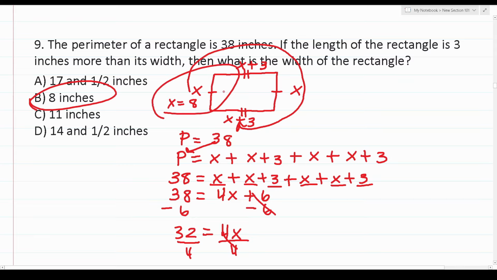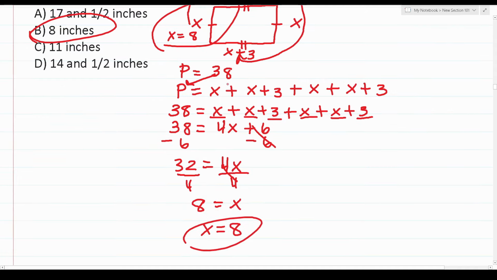Again, you do have to know how to find perimeter of quadrilaterals for the ASVAB. In addition, you also have to know some basic properties about them in order to solve these types of problems. But that's that one.